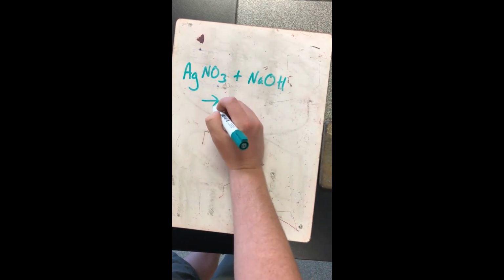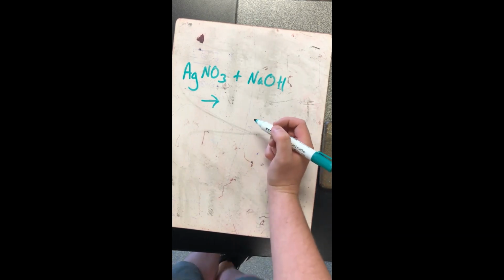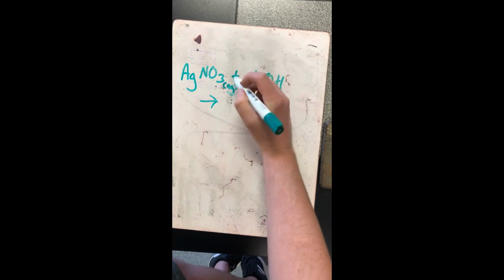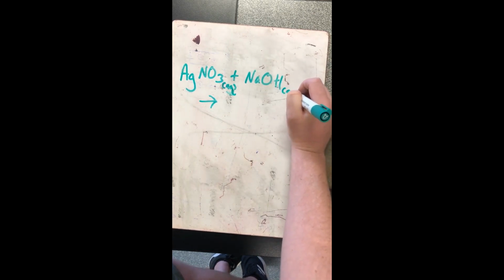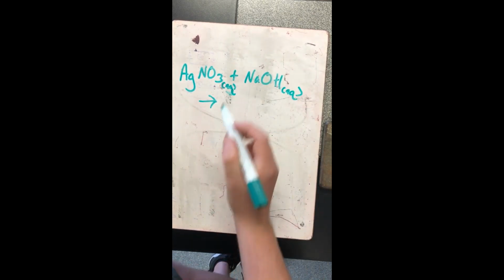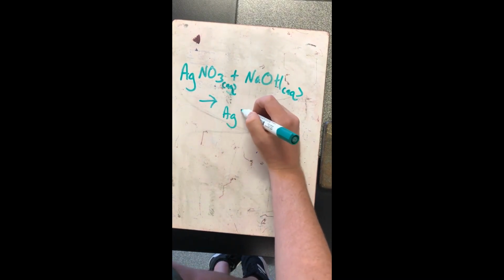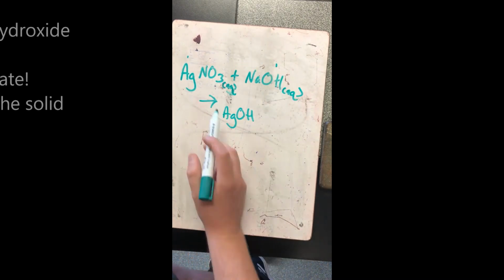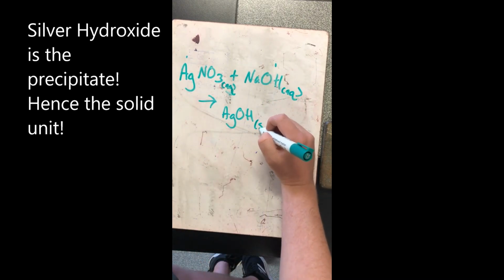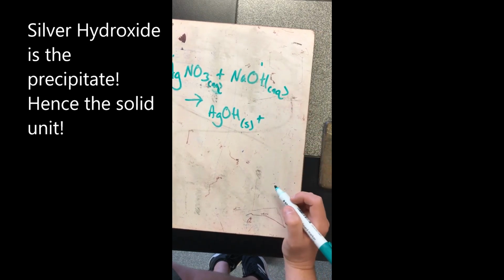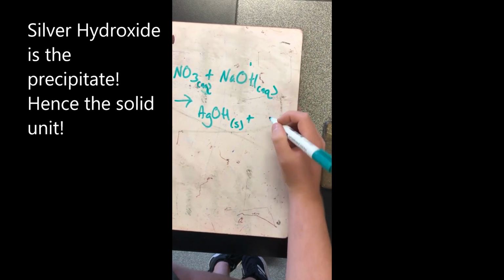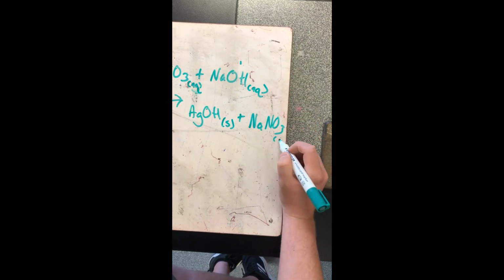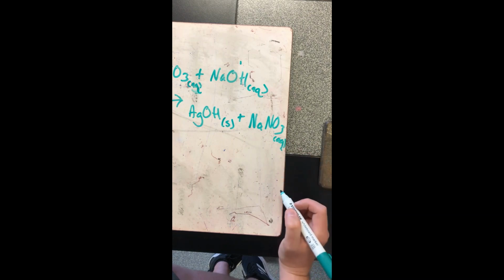So when this reacts, we have made a solid. In this case, we talk about the state symbols. That is aq, for aqueous. And in this case, we get AgOH, because this group and this group have reacted together, because these are ions. So now this becomes solid. Plus, what do you reckon's left over? Yes, you are correct, sodium nitrate, and that is still aqueous as well.